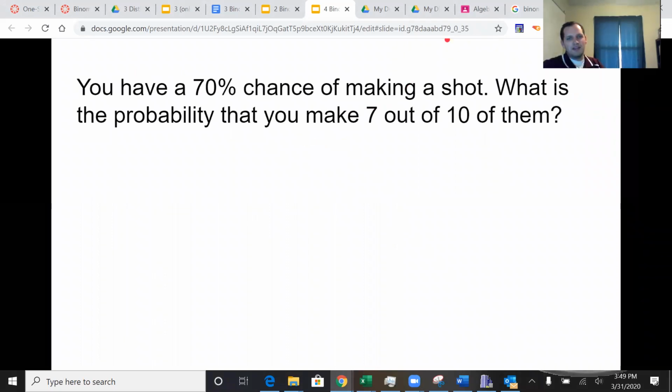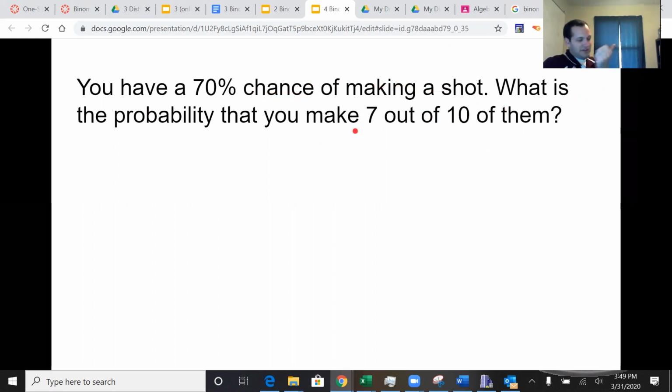You have a 70% chance of making a shot. If you're Harper Smith, you have a 0% chance. So you're playing some basketball, shooting some hoops, and you've got a 70% chance of making them. What's the probability that you will make 7 out of 10?